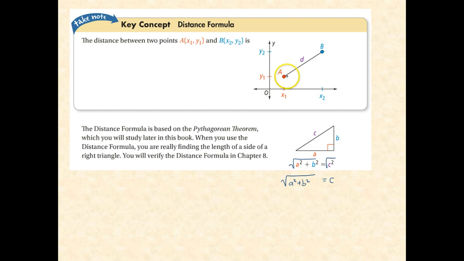Now how does that help us up here? How do we find this distance? Well, this distance is just x2 minus x1. So that becomes the square root of (x2 minus x1) squared. And then the b squared is going to be the difference between the y values, which is just y2 minus y1.